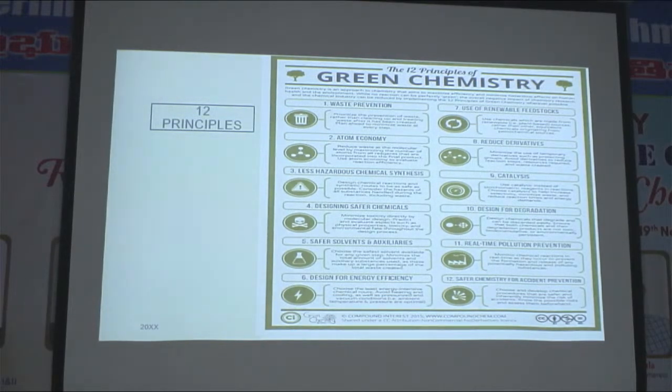biodegradable derivatives. And coming to the catalysis, why do we use catalysis? To speed up the reaction. In green chemistry, the catalyst taken should be the most preferable and selective catalyst during synthesis. This should also biodegrade. And coming to pollution prevention.